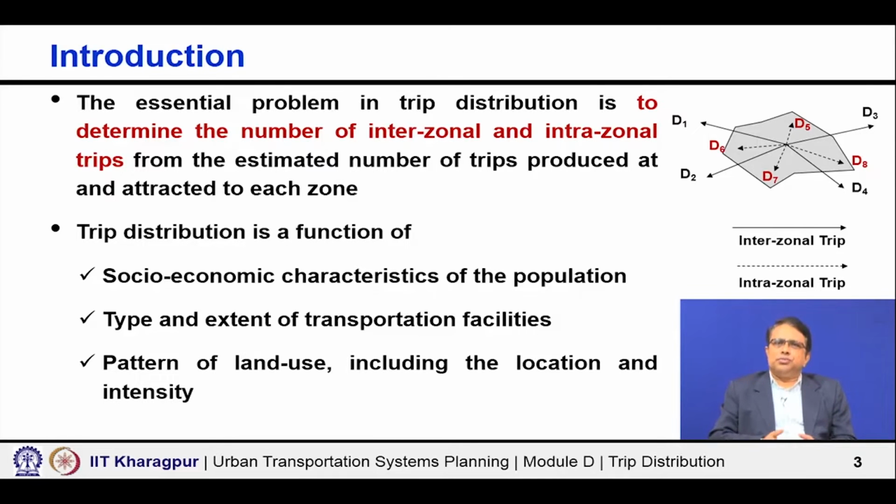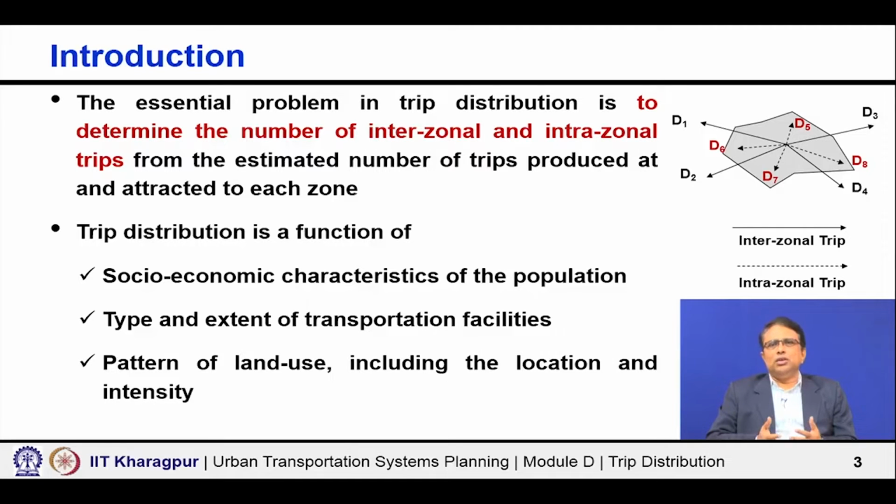Now, how are these trips likely to get distributed? They are likely to get distributed based on several factors. One, the socioeconomic characteristics of the population. People are travelling from one zone to another zone, so how the distribution will happen depends on the socioeconomic characteristics of the population. It also depends on the type and extent of transportation facilities, how these places are connected.